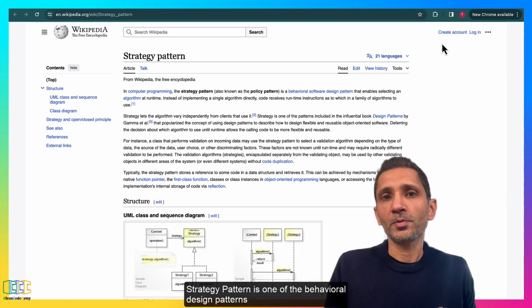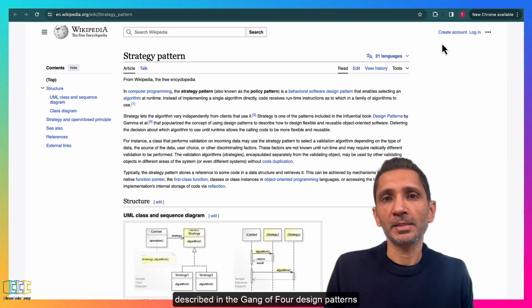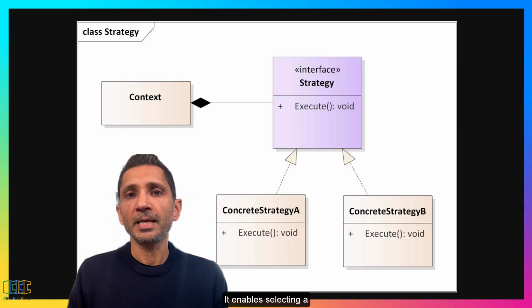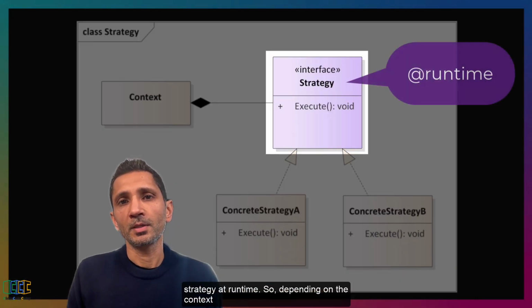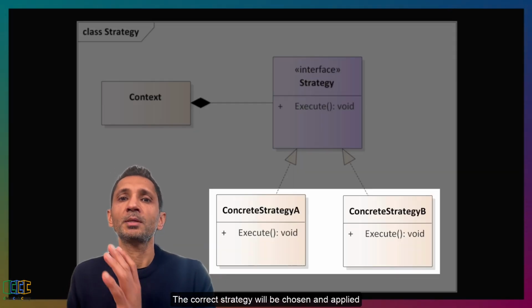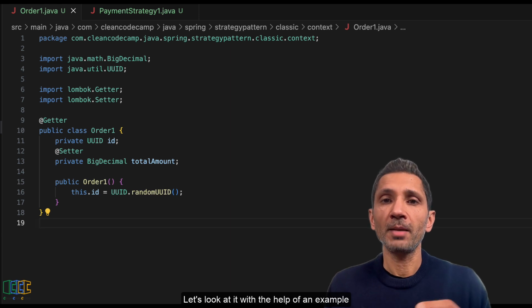Strategy pattern is one of the behavioral design patterns from the Gang of Four design patterns. It enables selecting a strategy at runtime. So, depending on the context, the correct strategy will be chosen and applied. Let's look at it with the help of an example.